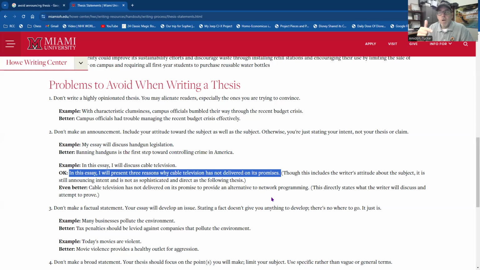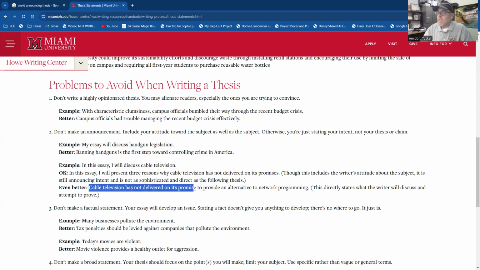Okay. Look at the third one, which has a lot of the phrasing of the second one in it, but we've gotten rid of the announcing part, right? This first chunk that is the announcing, that goes away. And now we make it a stronger statement. So this is the second half of that second example, right? Cable television is not delivered on its promise to provide an alternative to network programming. So it continues on there. So we've got some of that announcing thesis from number 2 in there, but we've cut out the announcing part and we've expanded the claim that we're trying to make.